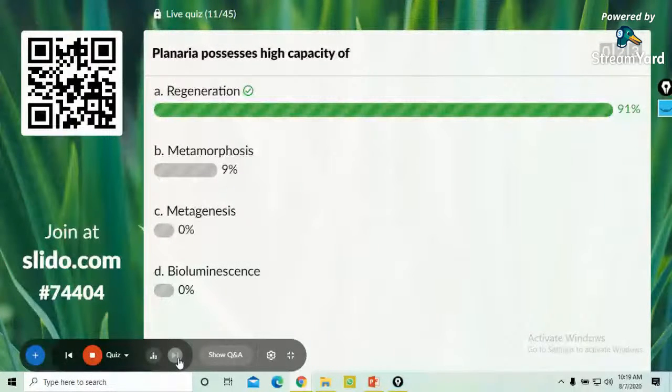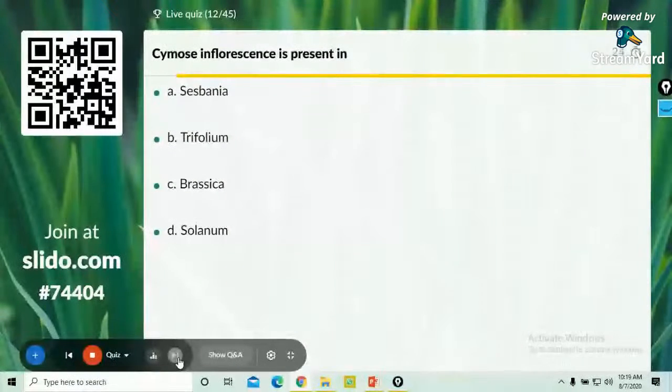12th question on the screen. Those who have studied the examples of the chapter Morphology of Flowering Plants can write this question very easily. Cymose inflorescence is present in Sesbania, Trifolium, Brassica and Solanum.